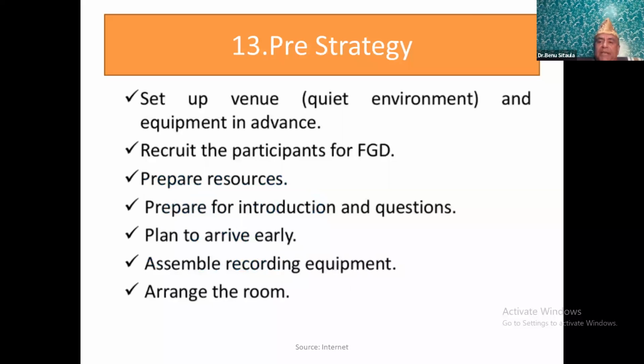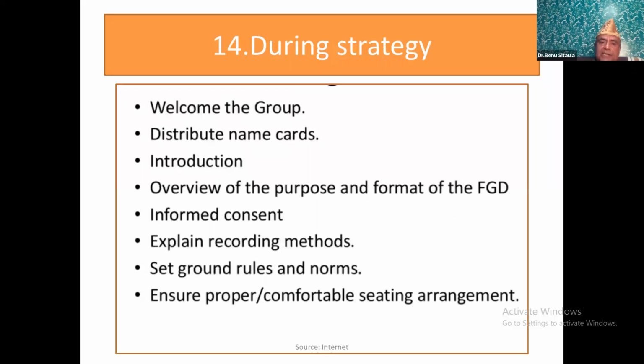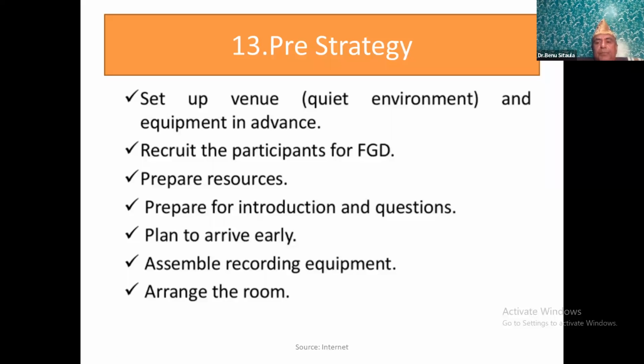And there are some strategies also to have the focus group discussion. I categorize this focus group discussion strategy into two groups. The first one is the pre-strategy and the second one is the during strategy. Pre-strategy means the strategy that must be completed before organizing the people, before gathering the people and before having the discussion. And these are some points that should be considered.